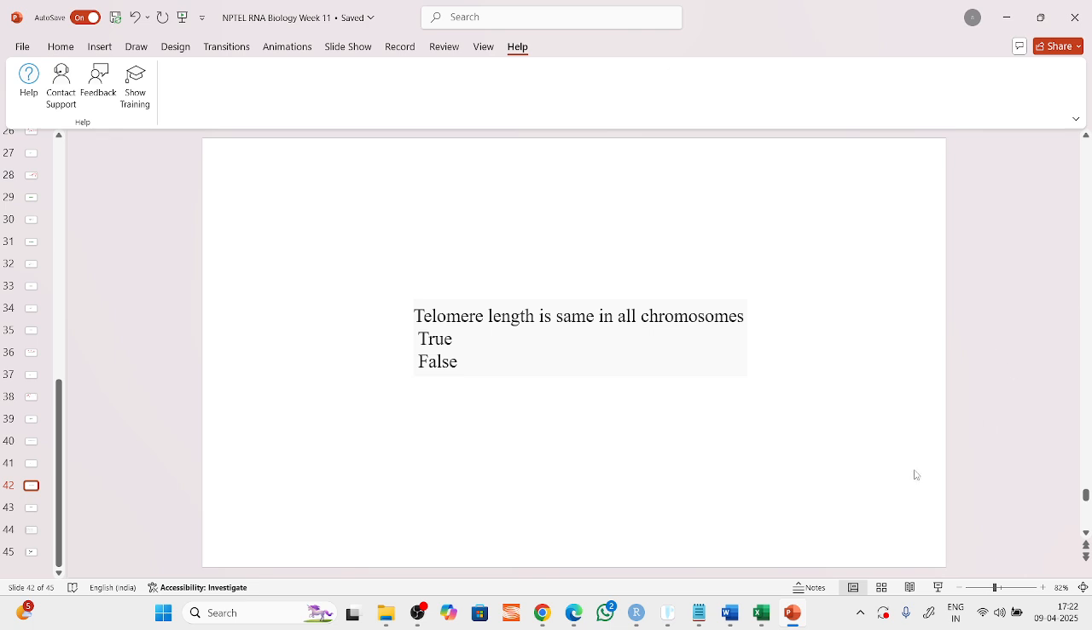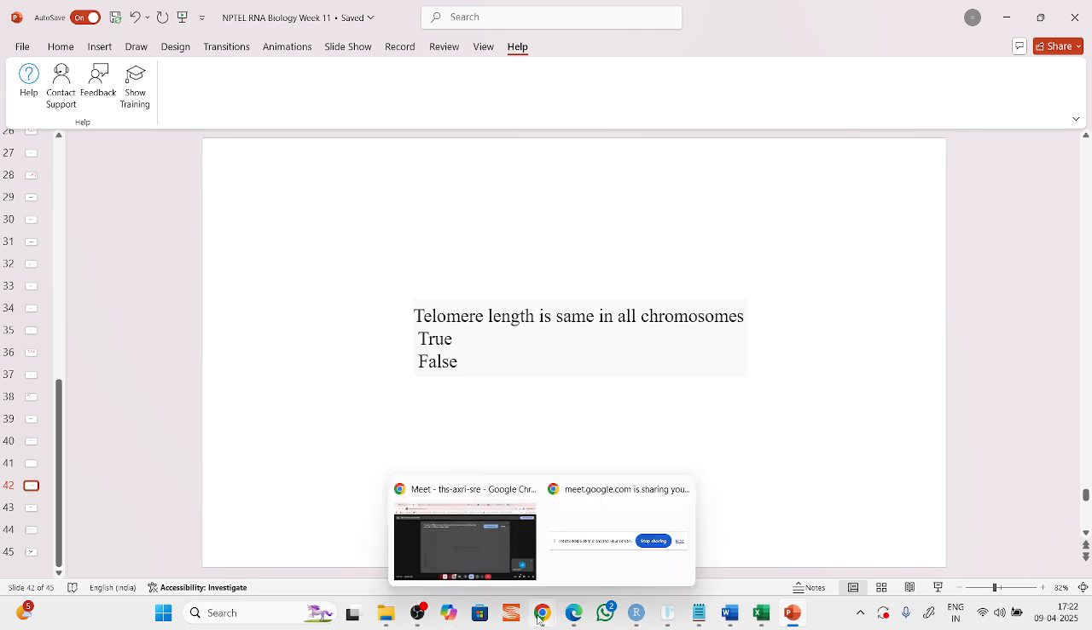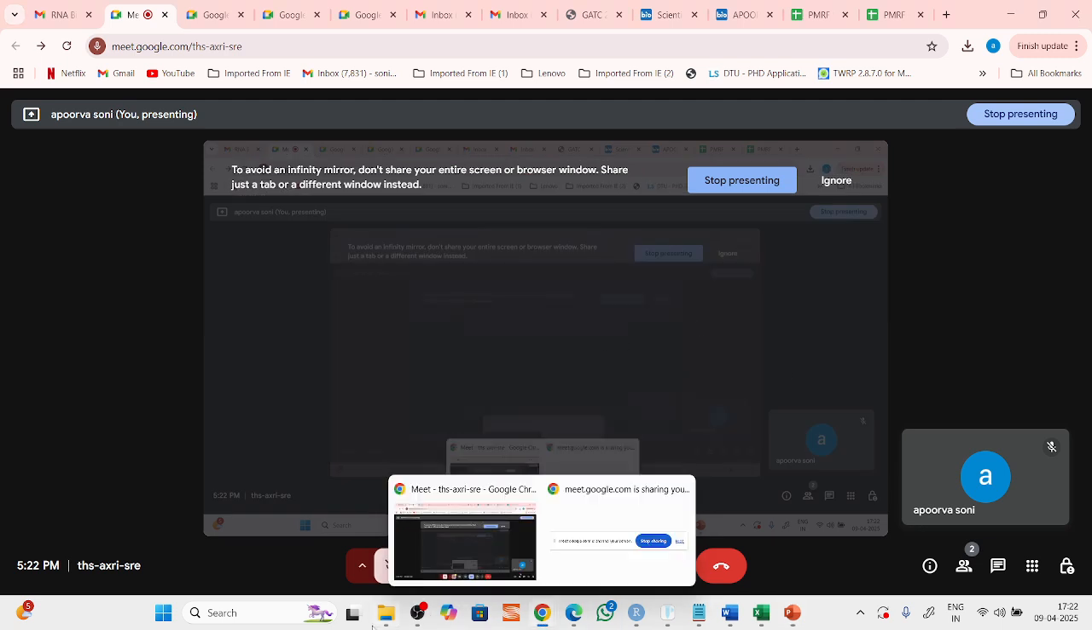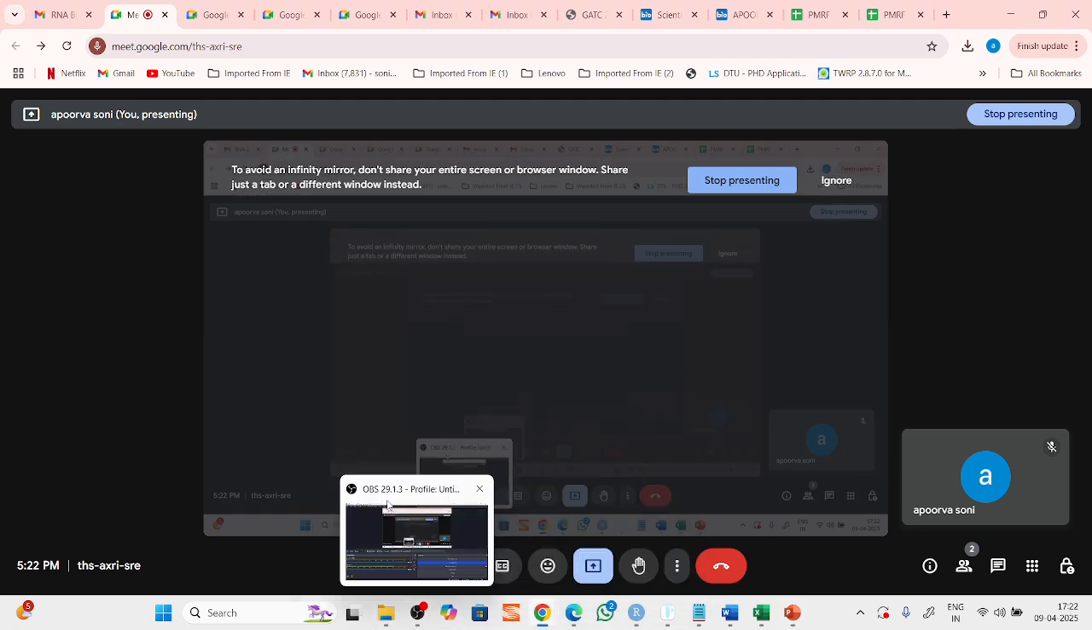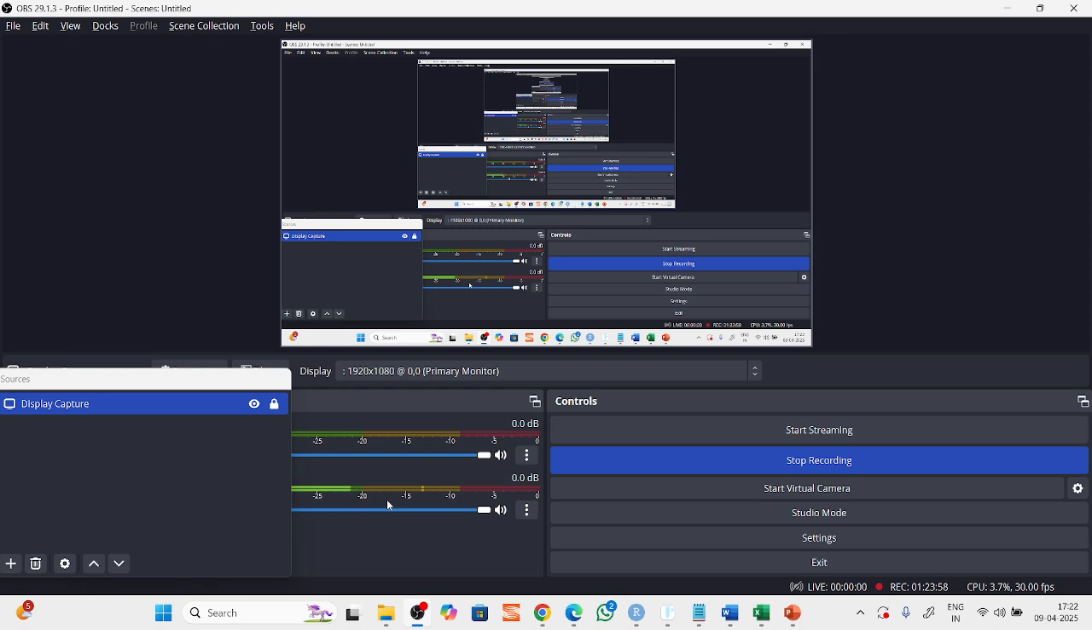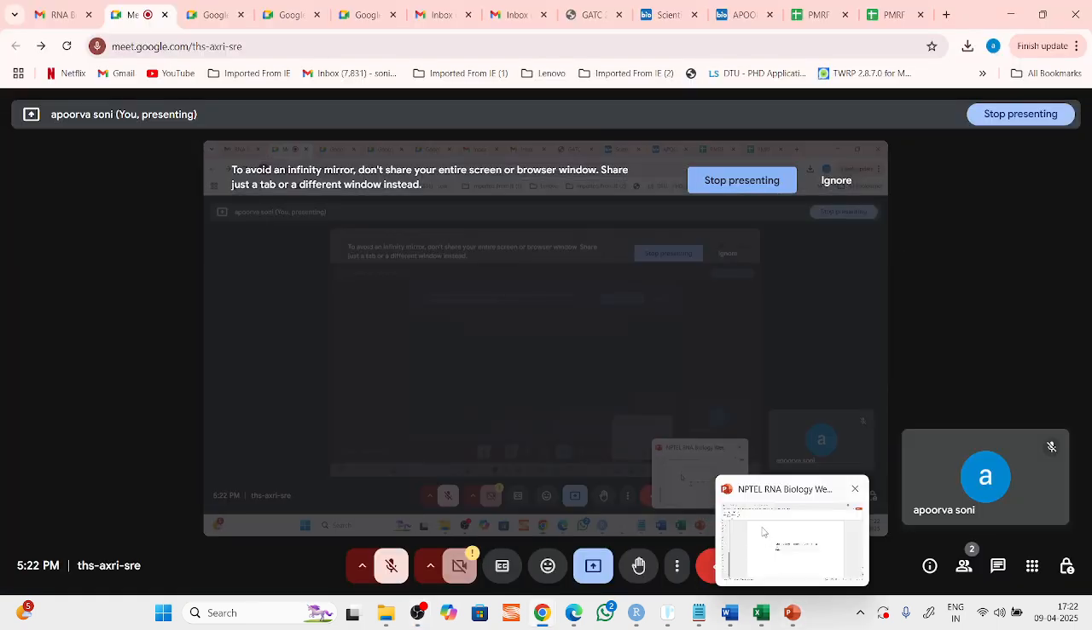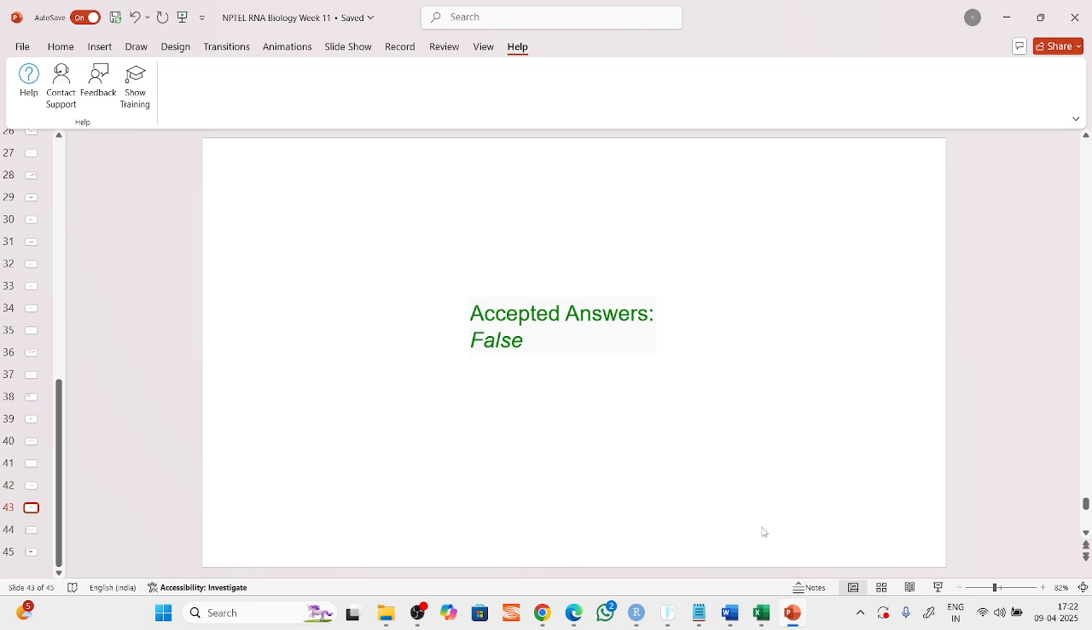So telomere length is same in all chromosomes. What is the correct answer? True or false? The correct answer is false. Why? Why is it false? Do you think telomere length is same in all chromosomes?